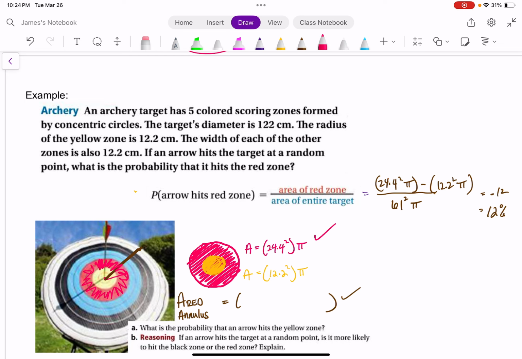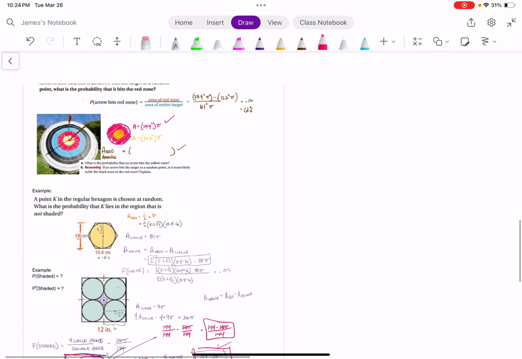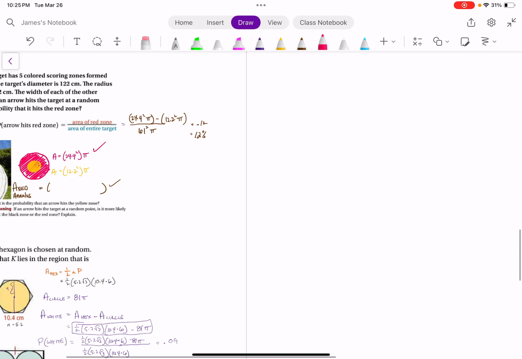And it's the same problem over and over again, because they could say, what's the probability of hitting the blue? Well, I'm going to look at the circles that create that blue annulus, and I'll do the work with those and divide by the entire area of the target. So they could ask the black, they could ask the white, and you might see that in the examples throughout the homework. But that's the idea of geometric probability, and the extent that you're going to be doing those problems.